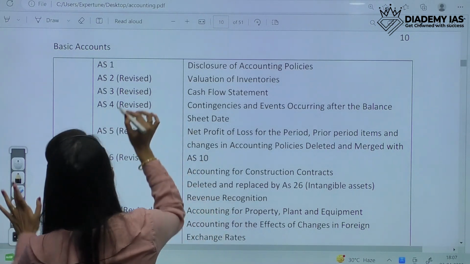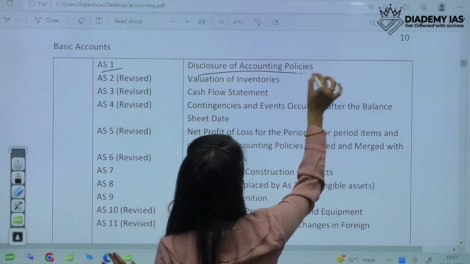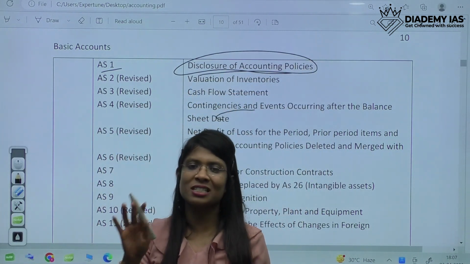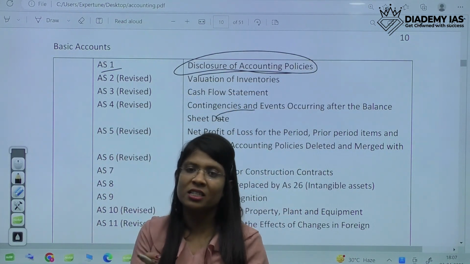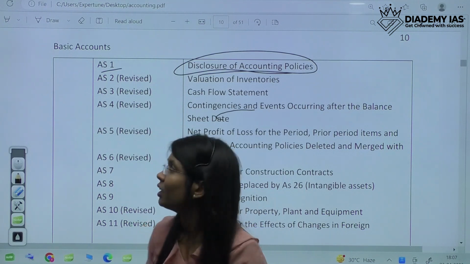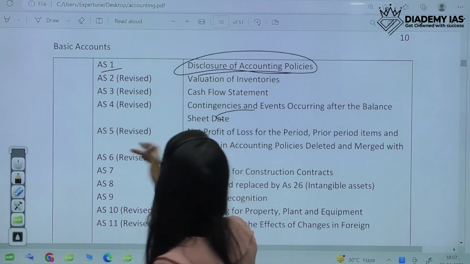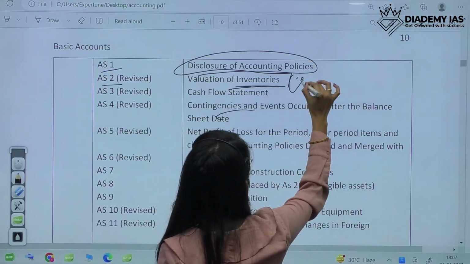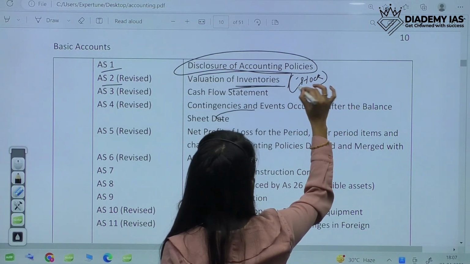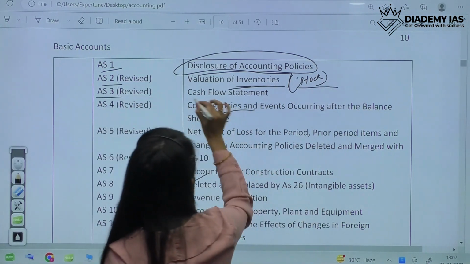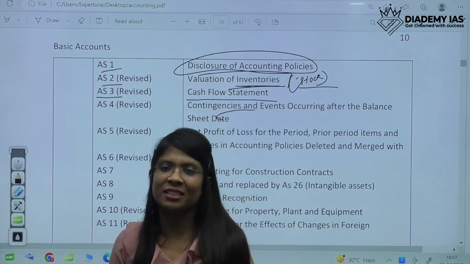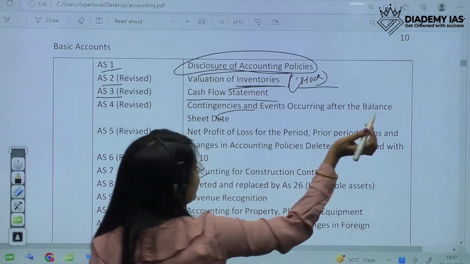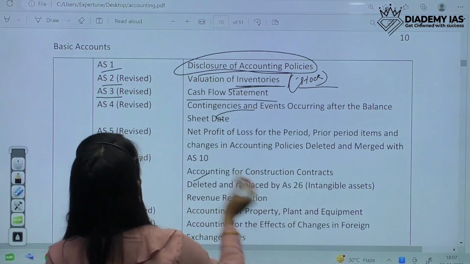So first is accounting standard 1. Accounting standard 1 is disclosure of accounting policies. This has already been discussed above also. This is very important. This is usually asked. AS1, disclosure of accounting policies. AS2, valuation of inventory. Inventory is stock. Third is cash flow statement. Cash flow statement depicts the cash position of a company. So third is cash flow statement. Please do keep on writing this. This is very important for the exam.